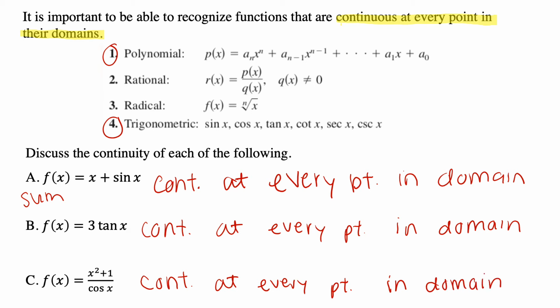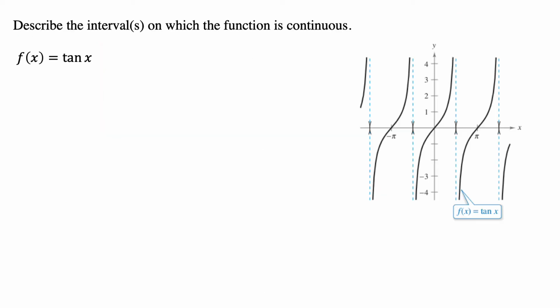And all 3 of these follow from that last slide, all of those properties that we can use for limits and continuity. So here we want to describe the intervals on which our function is continuous. And the function we're working with here is f of x equals tangent of x. Thinking back to the last couple of slides, because this is a trig function, we know that tangent of x is continuous at every point in its domain.